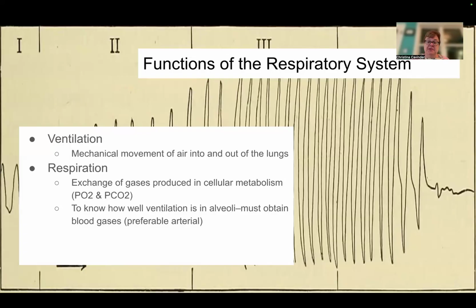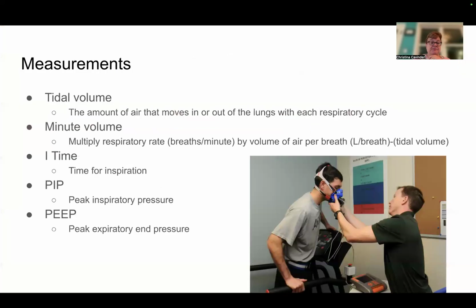If you do a capillary gas, the capillary gas will be more similar to the CO2 on an arterial gas. It's the mixing of arterial and venous blood, but your PO2 is going to be low because you've got some of that venous blood in there as well. So preferably an arterial gas is the best way to know if you have good respiration.